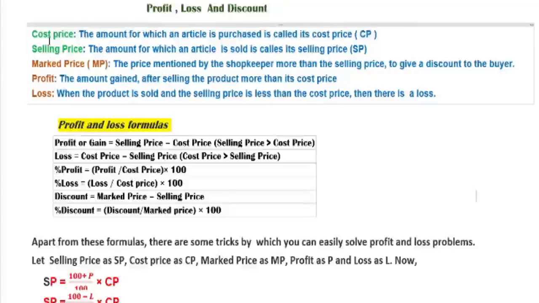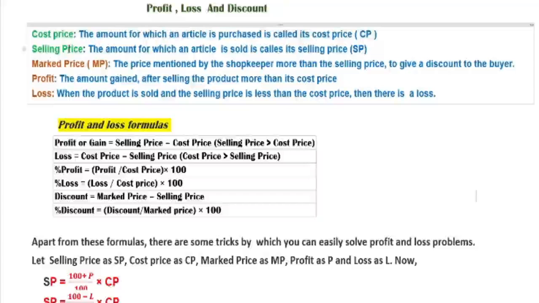First one is cost price. The amount for which an article is purchased is called its cost price. In short, we write it as CP. CP means the cost price of the article or any object or anything we purchase from a shop. Suppose we have purchased a TV from a shop, the price of the TV we call as cost price.